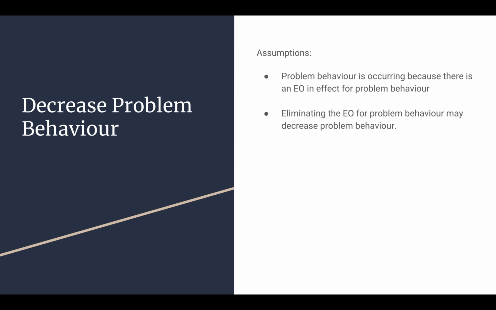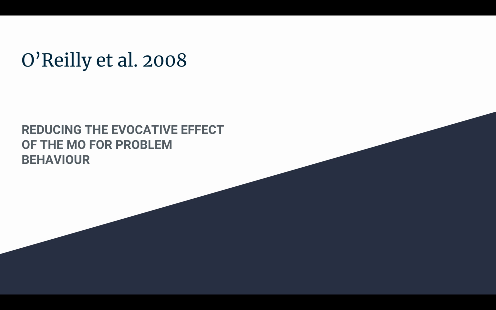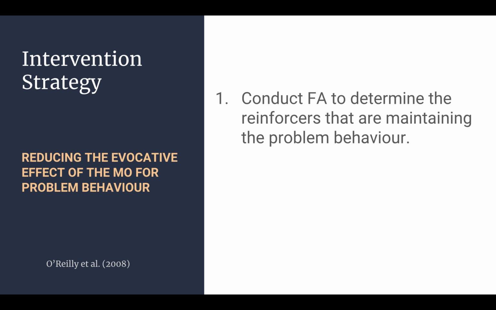So problem behavior is assumed to be occurring because there's an EO in effect for it. Therefore, by eliminating the EO by ways such as satiation, you're creating an abolishing operation, which may result in a decrease of problem behavior. A study conducted by O'Reilly et al. in 2008 attempted to decrease problem behavior in 3 individuals with severe disabilities by reducing the evocative effect of the MO for the problem behavior.